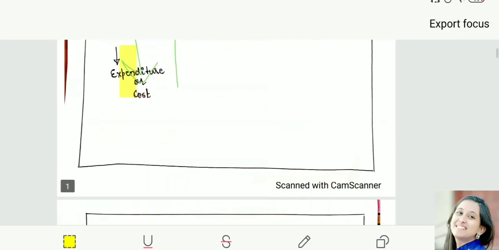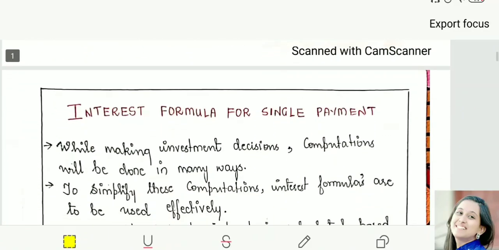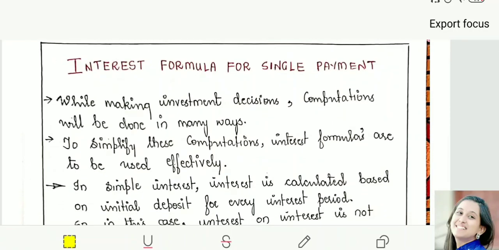Now we'll see the interest formulas for single payment. Before trying to understand this concept well, we need to know why exactly we are studying this. All of you are aware of the different investments. Why do we make an investment, why should we opt for the various decisions in making investment? Because it's all about money.